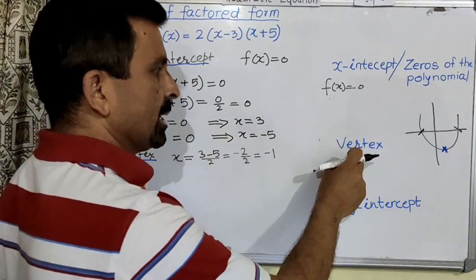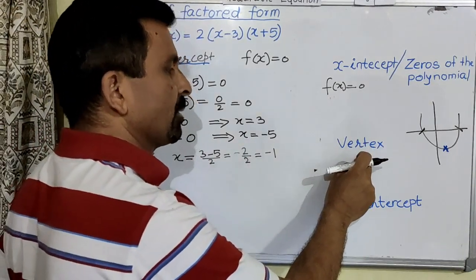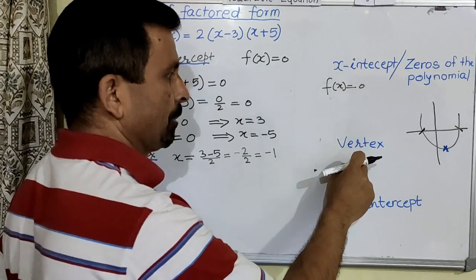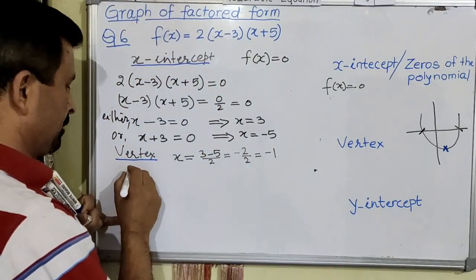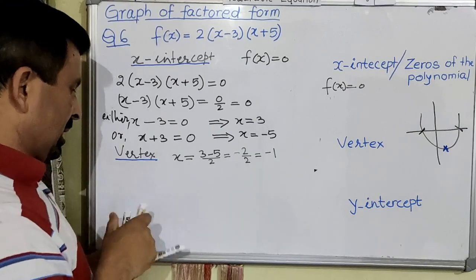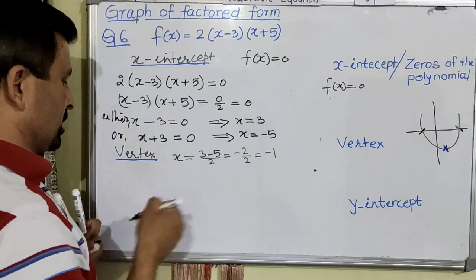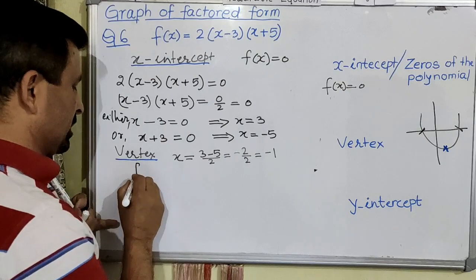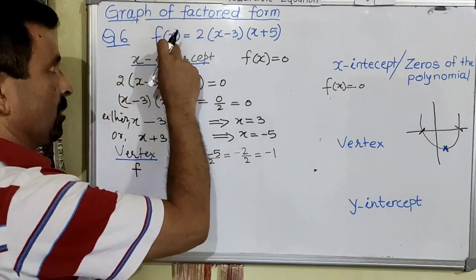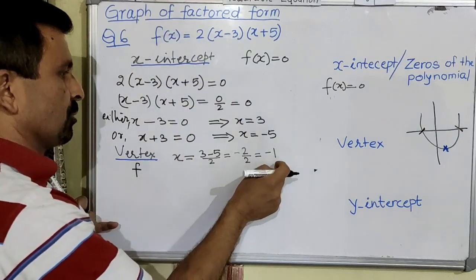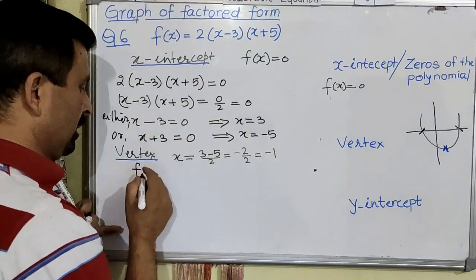Now, after you have calculated the x value for the vertex, we have to find the y value. How do we calculate the y? Go to the original equation. Using the original equation, we will calculate the value of y. You will calculate this value of y for x equal to minus 1.